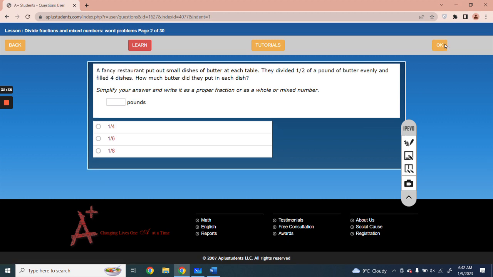Okay, the next one is a fancy restaurant put out small dishes of butter on each table. They divide 1 by 2 of a pound of butter evenly and filled 4 dishes. How much butter did they put in each dish? So basically you have to divide half a pound of butter into 4 dishes. Got it? So just do 1 by 2 divided by 4.